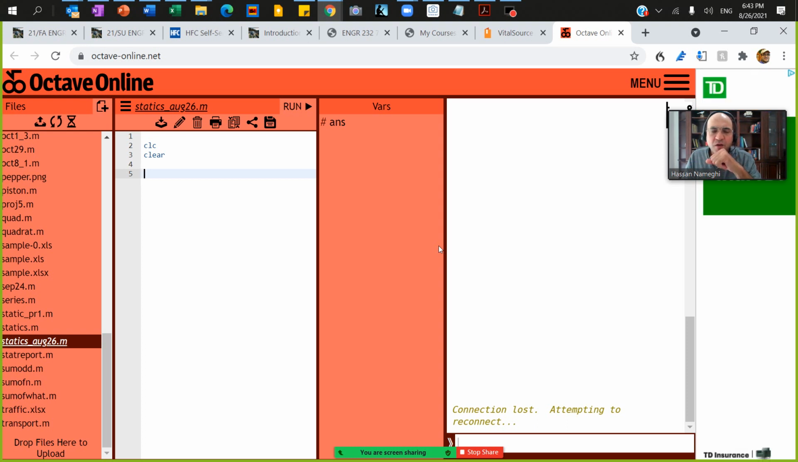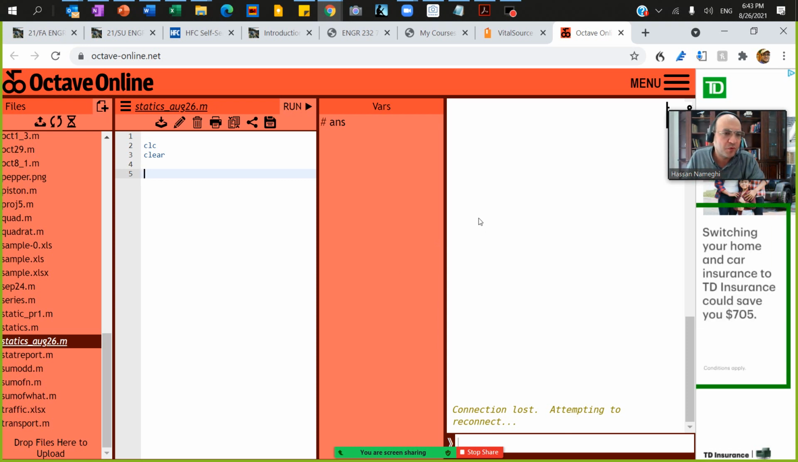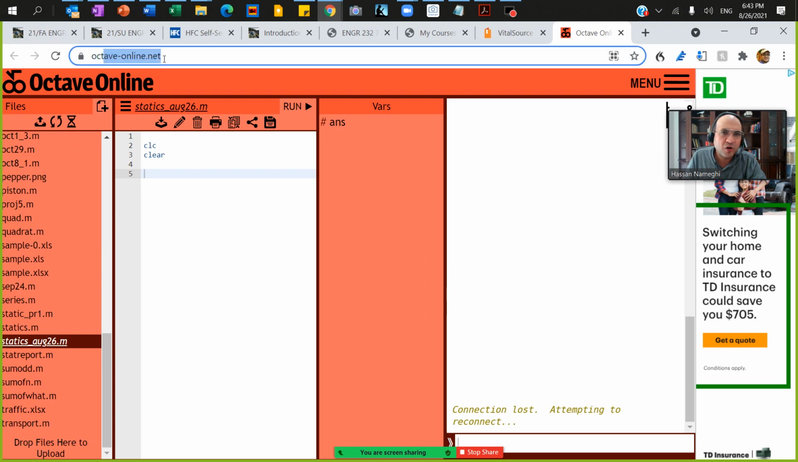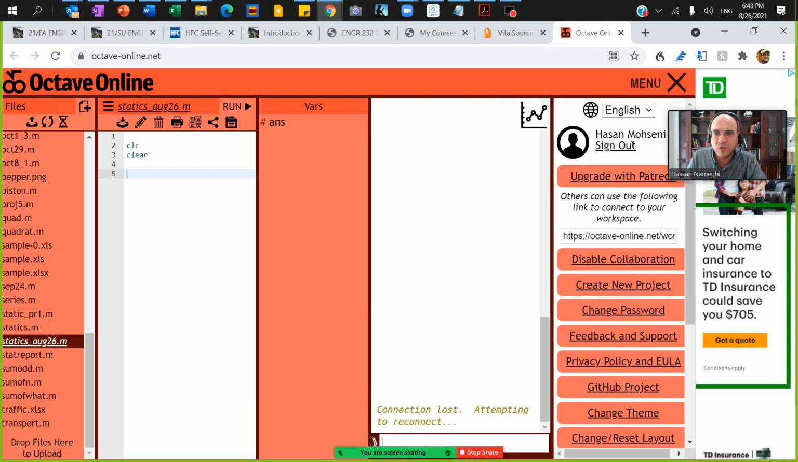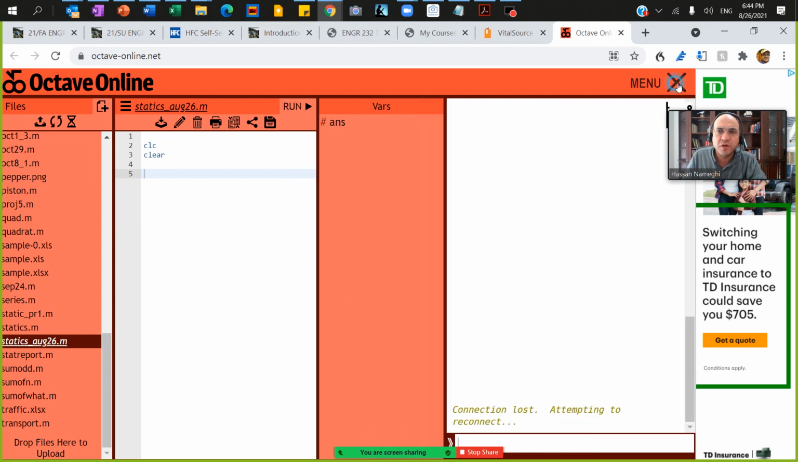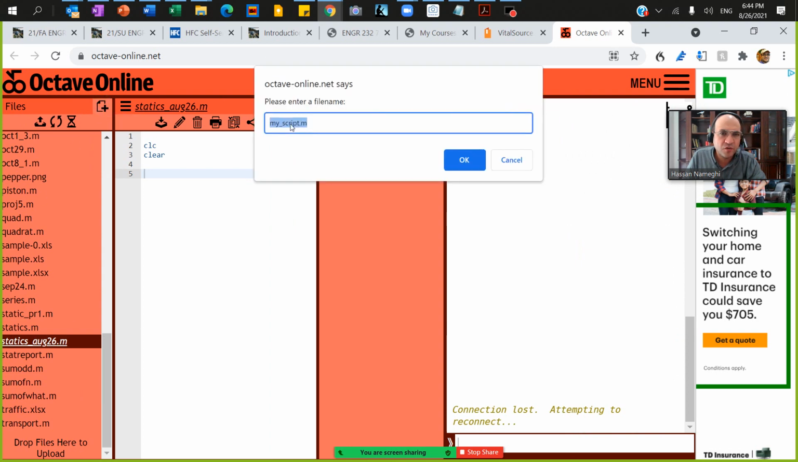So this recording is about how to use Matlab to solve a resultant force for a 2D problem. The first thing that you do, you would come to octaveonline.net, then you can click on menu, login here, sign in. After you sign in with your Google or Hotmail, you can create a new file. So click on this, create a new file.